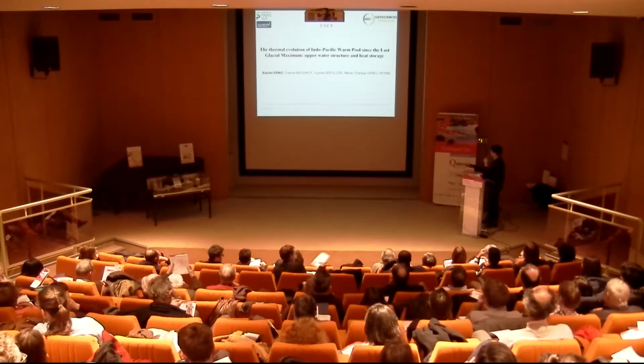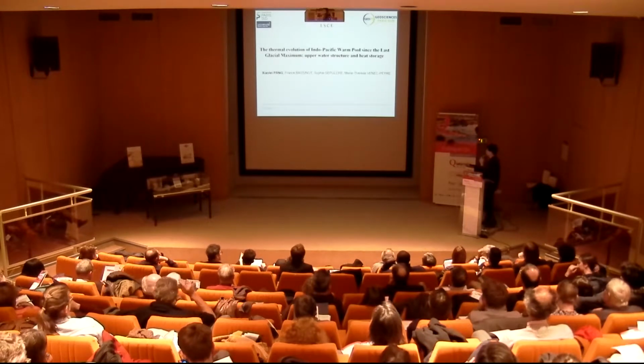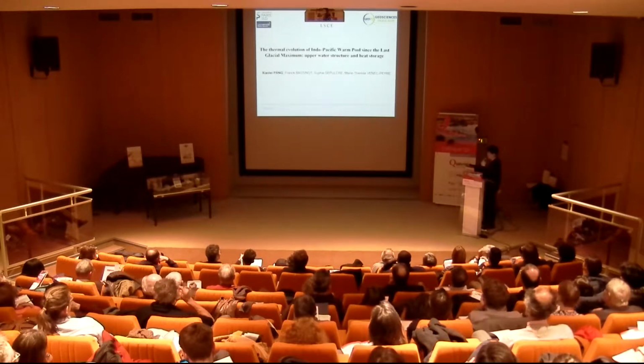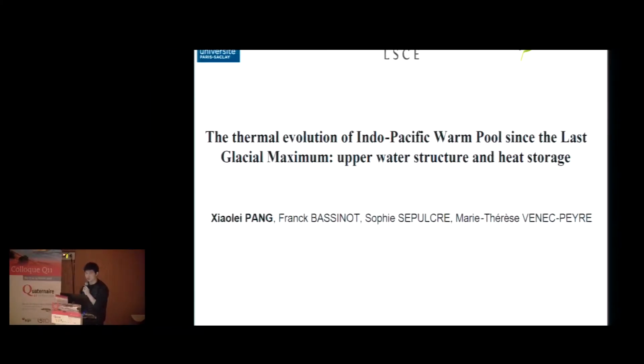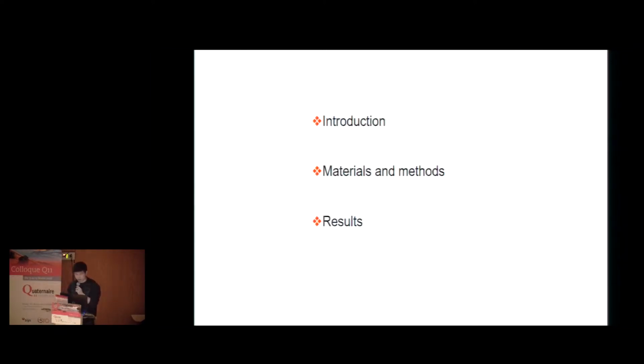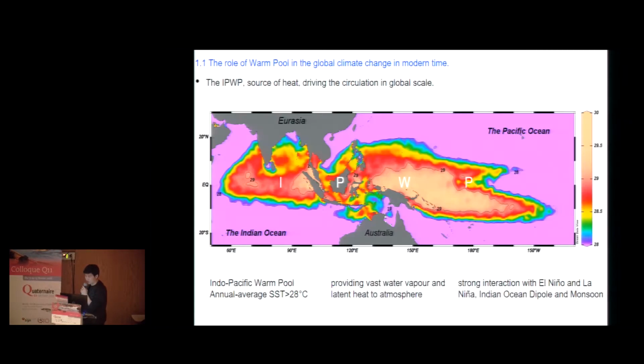The title of the talk is the thermal evolution of the Indo-Pacific warm pool since the last glacial maximum. In this talk, I'm going to provide new water temperature records from this study region and combine them with published data from nearby cores. I'm going to discuss the upper water structure and heat storage in the IPWP regions. There are three sections in my talk.